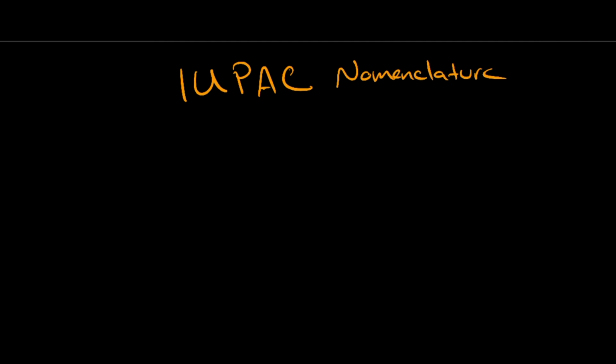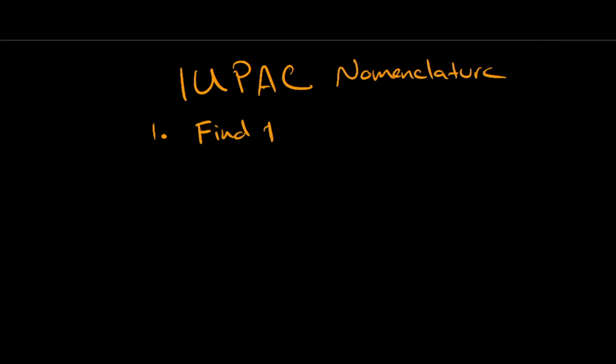So it's not actually the International Union of People and Cows. Of course, it is the International Union of Pure and Applied Chemistry. So IUPAC, as it's called, has a couple of rules. The first rule in IUPAC is, obviously, tell all your friends about IUPAC, which is also the second rule. But the first real rule of IUPAC is to find the longest chain. And this is your root name.